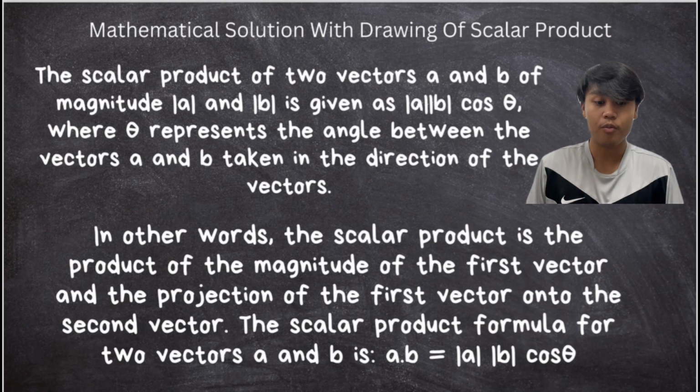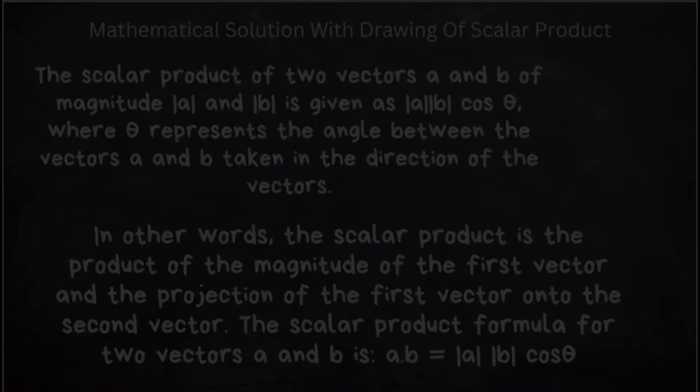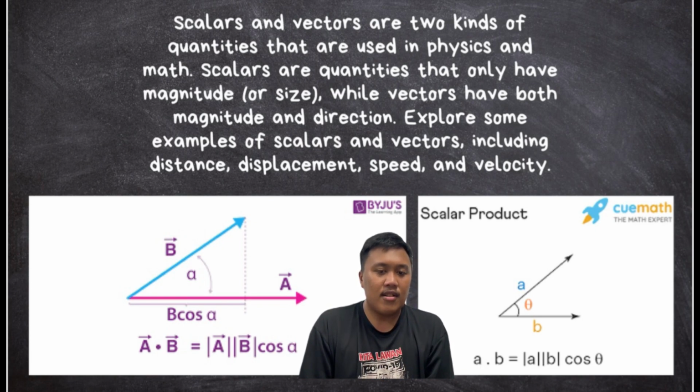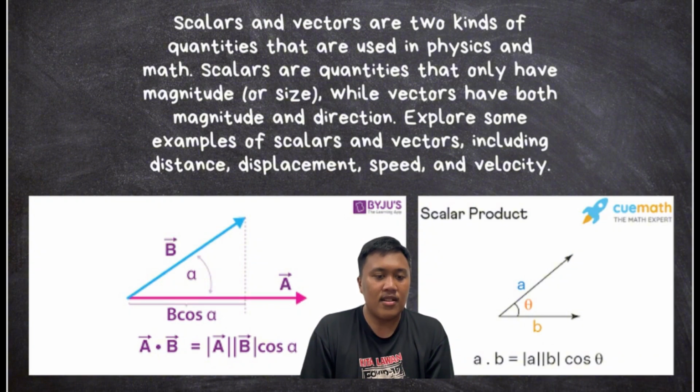The scalar product formula for two vectors A and B is A·B equal to AB cos theta. Scalar and vectors are two kinds of quantities that are used as basics in maths. Scalars are quantities that only have magnitude or size, while vectors have both magnitude and direction. Explore some aspects of scalar and vectors, including distance, displacement, speed, and velocity.